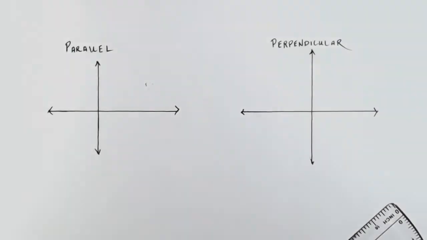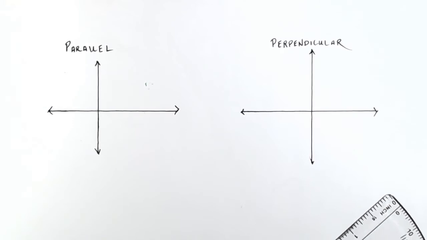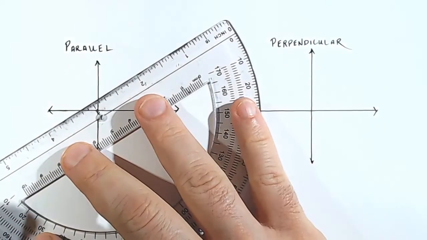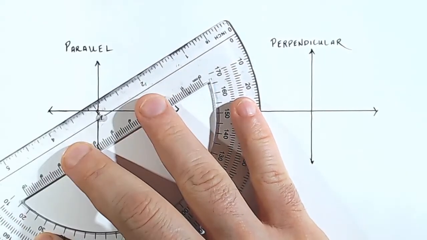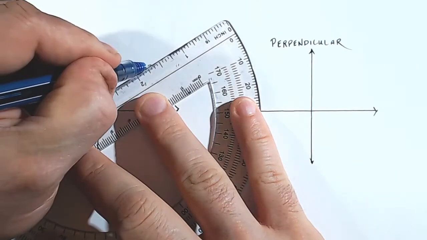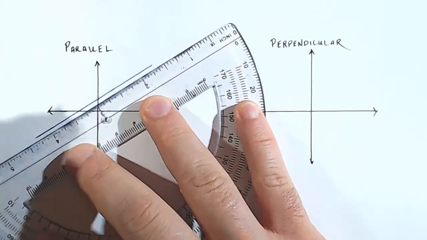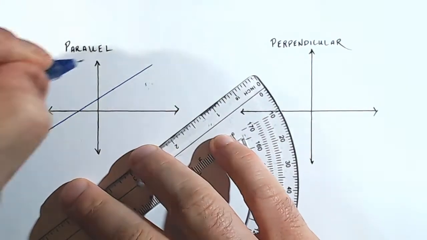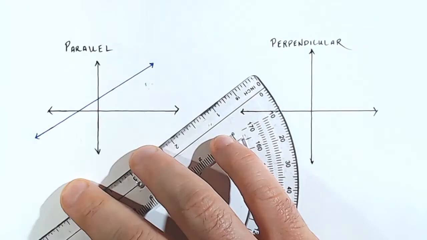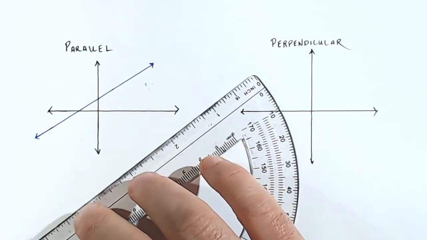Today we're going to take a look at parallel and perpendicular lines. A visual distinction between the two will really put everything into a nice stark relief for you. Let's take this line right here and see if we can draw a line somewhere that is parallel to this line.